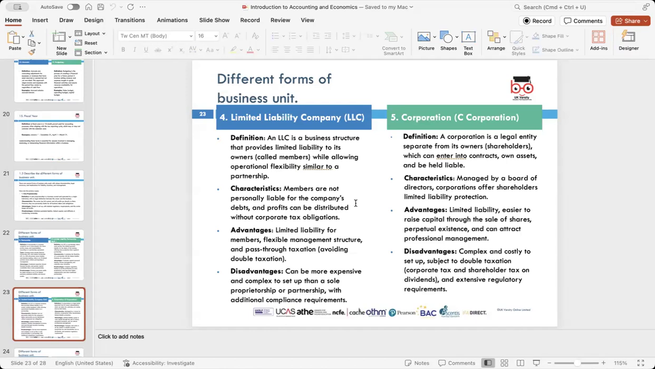One of the biggest advantages of a corporation is limited liability. Shareholders are only responsible for the amount they invest and are not personally liable for corporate debts. Additionally, corporations can raise large amounts of capital by selling shares to investors, making them attractive for expansions. But corporations face double taxation, where profits are taxed at both the corporate level and when distributed as dividends to shareholders.